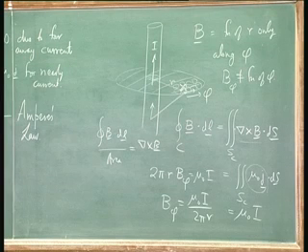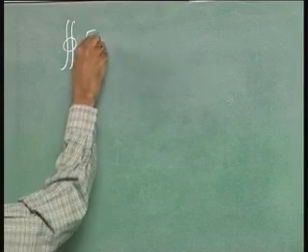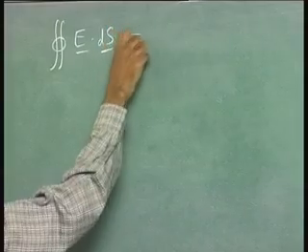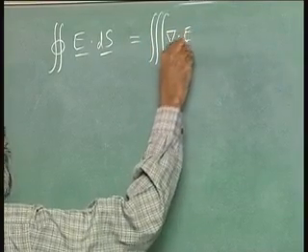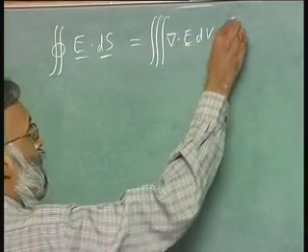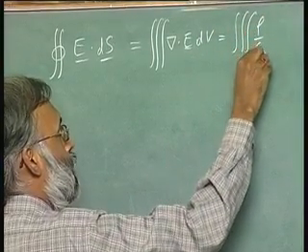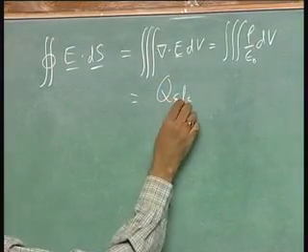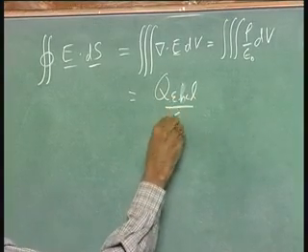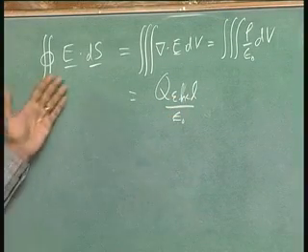I always like to make the comparison to electrostatics. So, in electrostatics we had that surface integral E dot dS, we used the divergence theorem, we said volume integral divergence of E dV, which was volume integral rho over epsilon naught dV, which was equal to charge enclosed divided by epsilon naught. That was the divergence theorem.